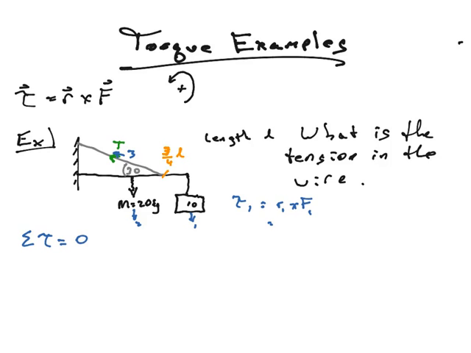So for torque 1, what is the torque? Well, first of all, what's the length? What's the distance from the point of rotation to where this force is being applied? Well, the point of rotation, of course, is the wall where the pole is anchored. And the force is the sign. So the distance is the full length of the pole, L.